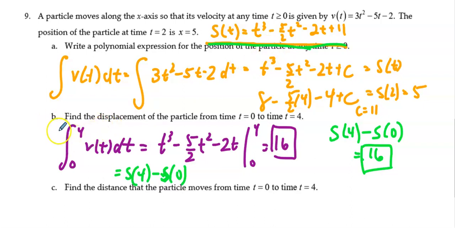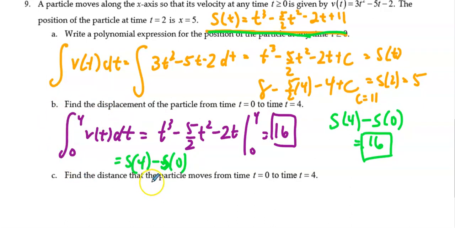All right. And then the final question says find the distance of the particle as we move along from time t equals 0 to time t equals 4. So guys, this is where we have to spend a little bit of time.